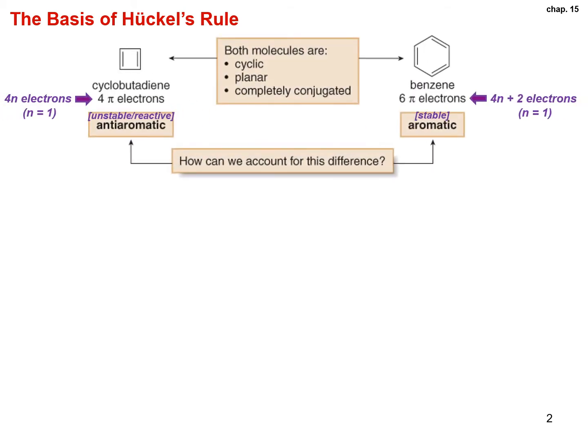You've already seen the four criteria required for molecules to fit into the categories of anti-aromatic and aromatic compounds. The main difference between the two being the number of pi electrons in the conjugated system.